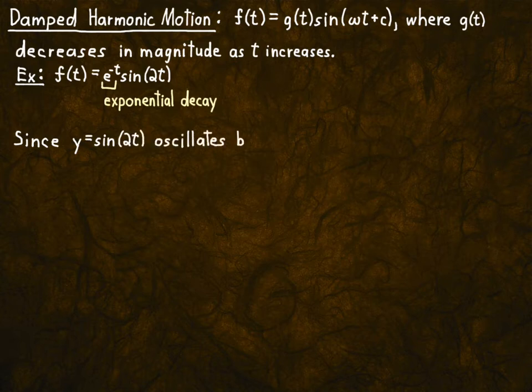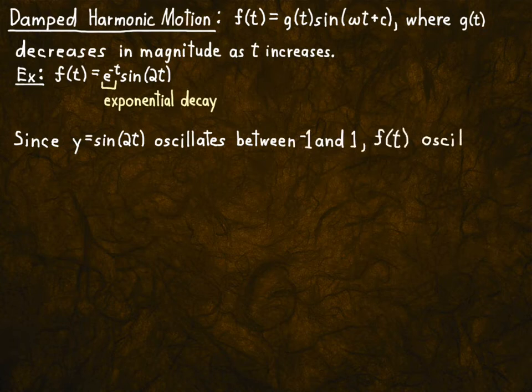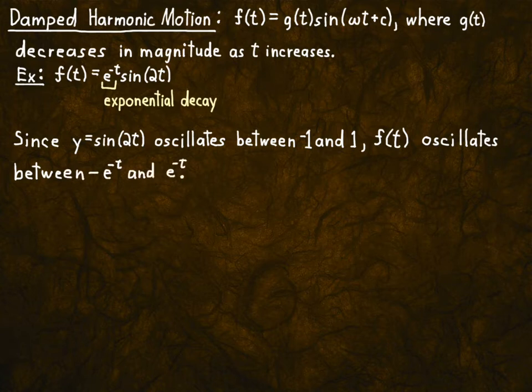So y equals sine of 2t oscillates between negative 1 and 1. So for f of t, that's going to oscillate between negative 1 times e to the minus t and 1 times e to the minus t. So it oscillates between the graphs of y equals negative e to the minus t and y equals e to the negative t.